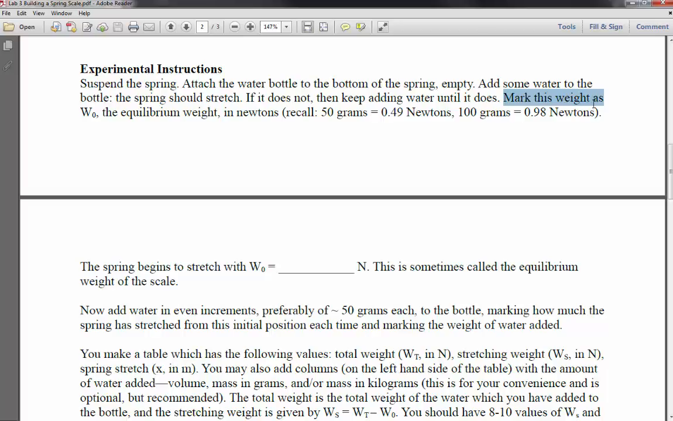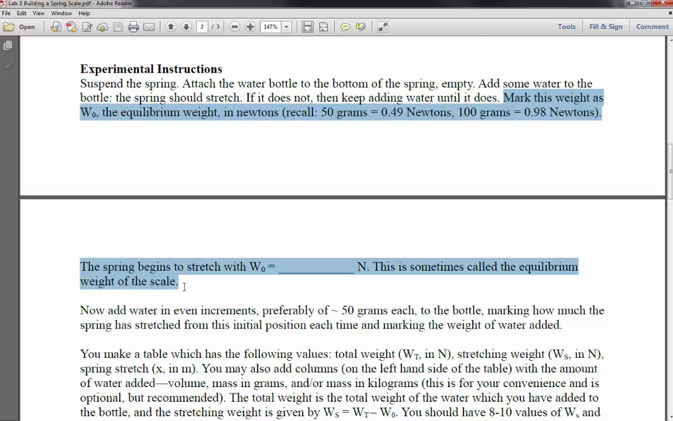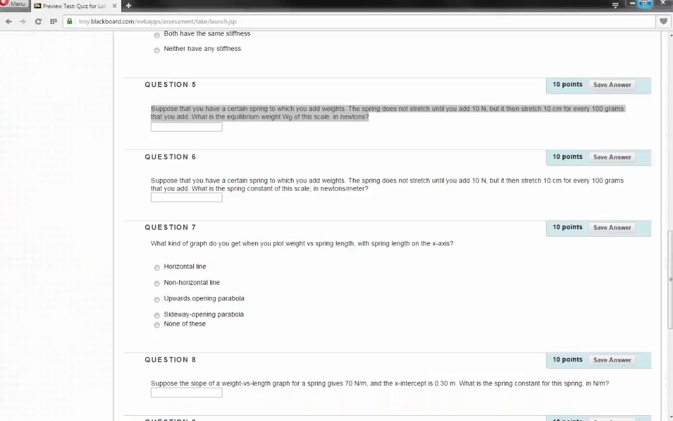It says that up here as well. Mark this weight as W0, the equilibrium weight in newtons. So I've been a little bit redundant here just to be sure that you catch what it is that I'm asking for in this quiz. So it says here that you don't stretch until you add 10 newtons. So that makes the equilibrium weight 10 newtons. So actually you just enter a 10 here, because you would read this line as if it said the equilibrium weight of the spring is blank newtons, and so I put in a 10.